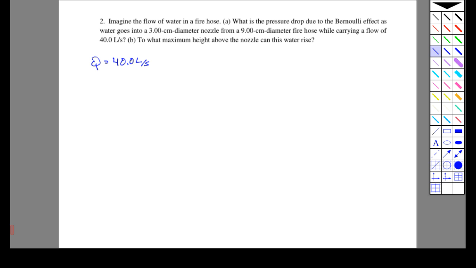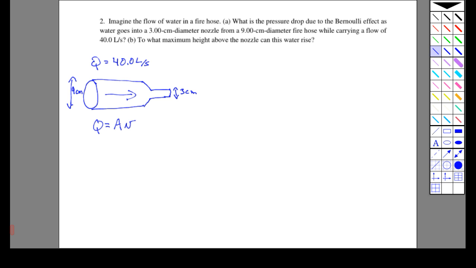Let's draw a picture. So here's our hose, and it tapers down to a nozzle like this. So we know that the diameter here is 3 centimeters and the diameter here is 9 centimeters. And our flow is this way, and we just know the flow rate. So the flow rate is Q, and the flow rate is actually related to the cross-sectional area times the speed.